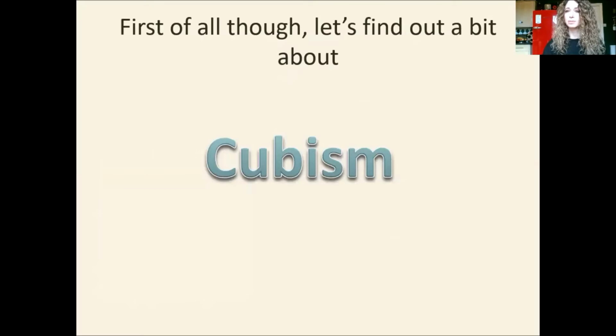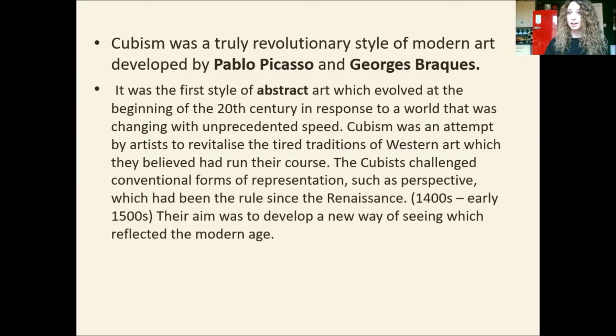Okay, so first of all, let's find out a little bit about Cubism. Cubism was a truly revolutionary style of modern art that was developed by Pablo Picasso and George Braque. It was the first style of abstract art, so not realistic, which evolved at the beginning of the 20th century in response to a world that was changing at unprecedented speed. Whew, that sounds a bit like now to me. Cubism was an attempt by artists to revitalise the tired traditions of Western art, which they believed had run their course. They wanted to change things up.